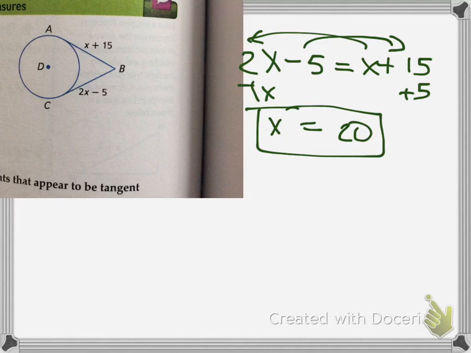Again, notice how we're trying to use these properties in different ways. We're trying to make sure we understand how we are using them. And that's really all it is today, folks.